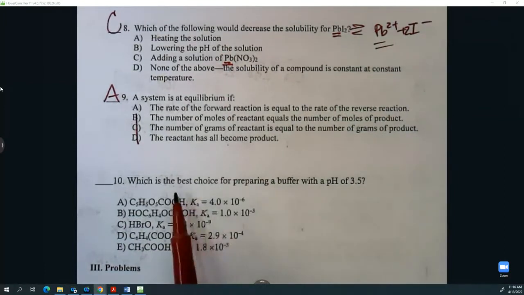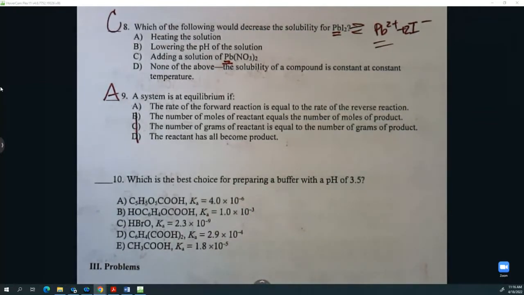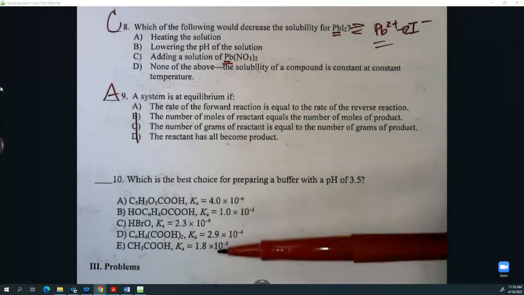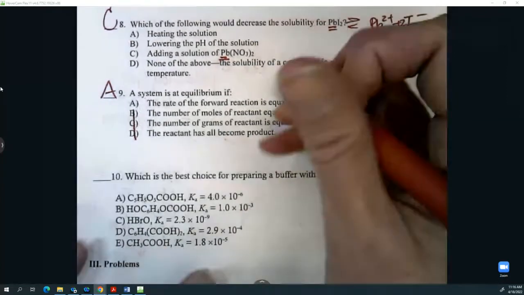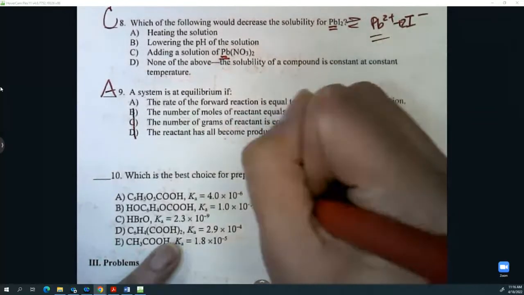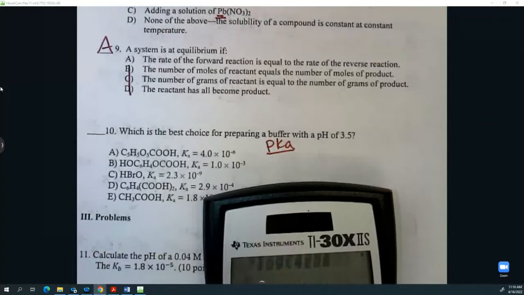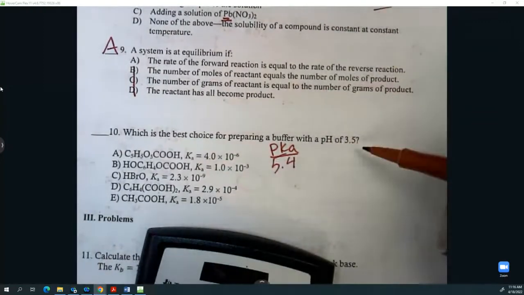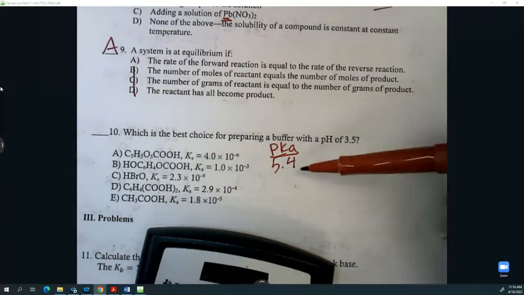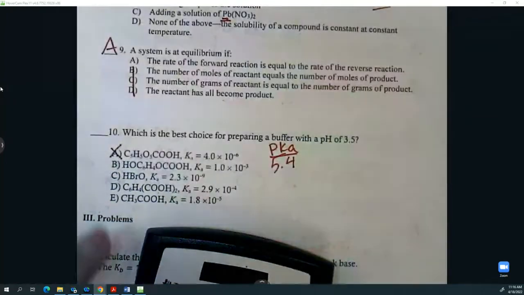And I know it should be the forward reaction has the same rate as the reverse reaction. And then finally, which would be the best choice for preparing a buffer with pH of 3.5? So we talked about this, that the pH of the buffer is close to the pKa, so I'm just going to figure out the pKa's for all of these, and that's just minus the log. And I want them to be within plus or minus 1 of the pH. The pH can only be plus or minus 1 from the pKa, so that's not a good choice.